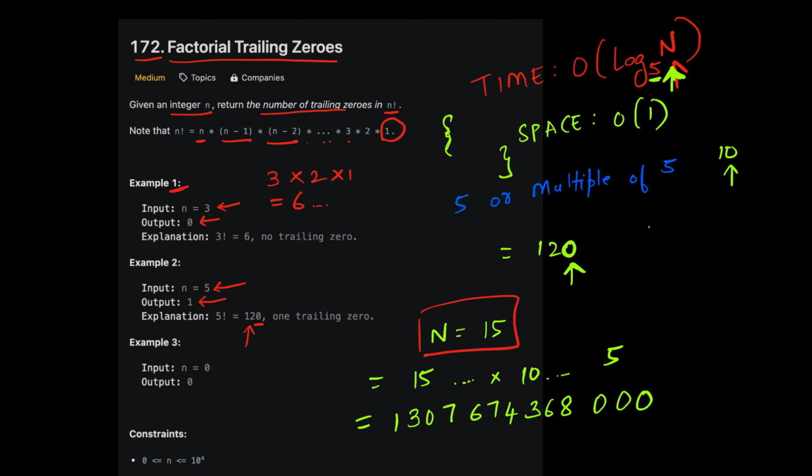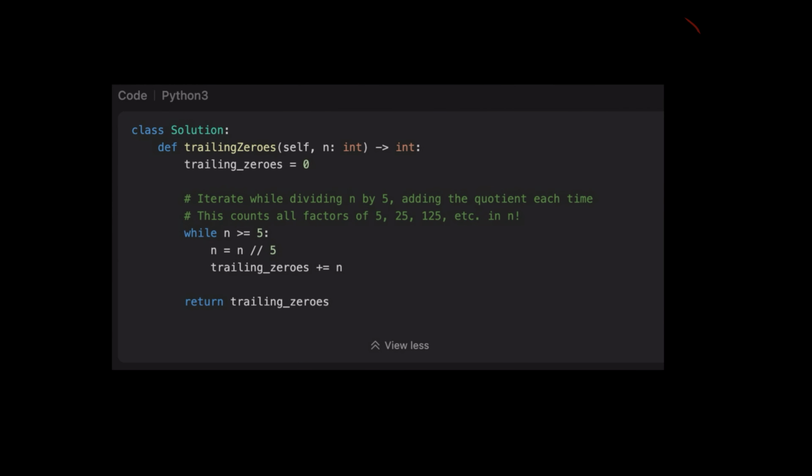Let me show you how we can implement this using Python. Here's the solution in Python. I start by initializing a trailing zeros variable and set the default to 0. After that, I am running a while loop until n is greater than or equal to 5. Inside the while loop, we divide n by 5 and the quotient is saved back into the n variable. In the next line, we add the value of n to the trailing zeros variable. We continue these steps until the while loop ends, and once we exit the while loop, we return trailing zeros as our output.